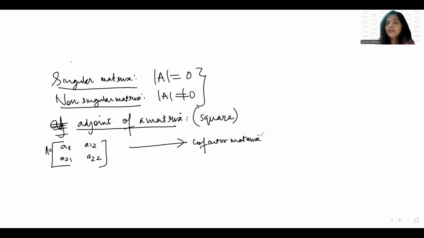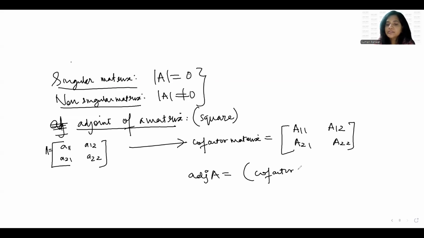What do you mean by cofactor matrix? You will be replacing each entry by the cofactor. That means A11, A12, A21, A22. And then what is adjoint of A? Adjoint of A is cofactor matrix transpose. That means it will be A11, A12, A21, A22. This is called adjoint of a matrix.